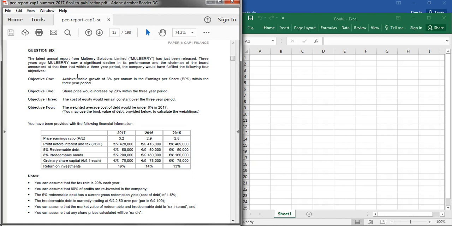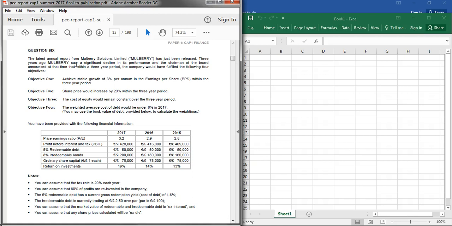So what you're asked is, you're told Mulberry Solutions, the annual report has just been released, significant decline in performance, and they're worried about the four key objectives they have. So achieve stable growth of 3% in earnings per share. Share price will grow by 20%. Cost of equity will remain constant. And weighted average cost of debt, as opposed to weighted average cost of capital, will be under 6% in 2017.